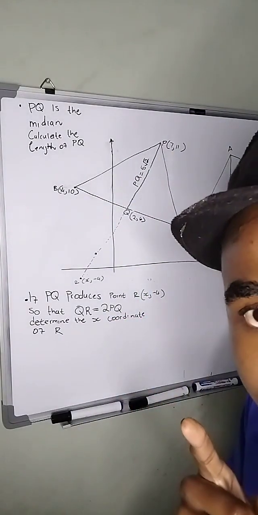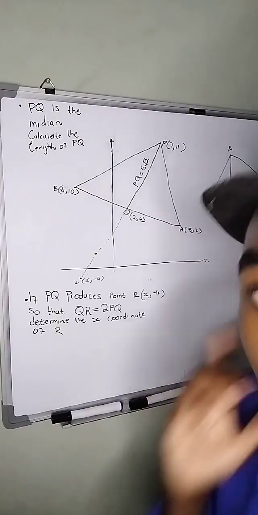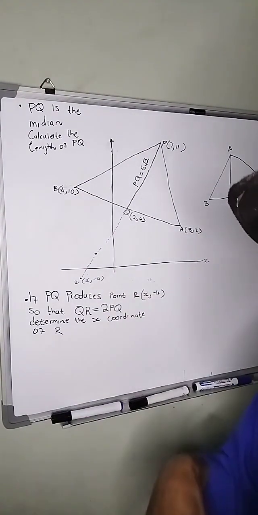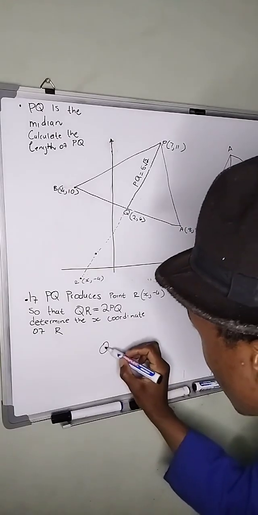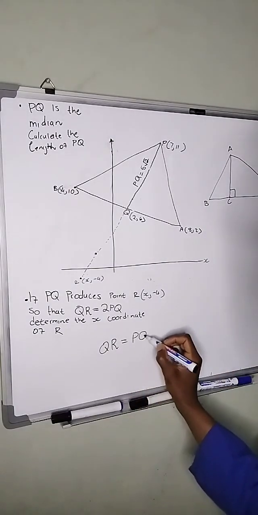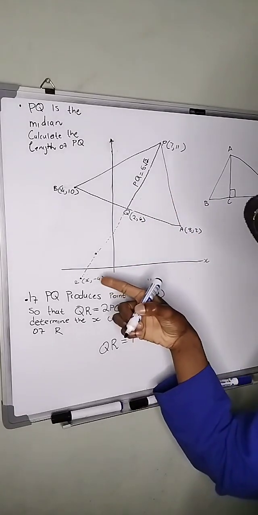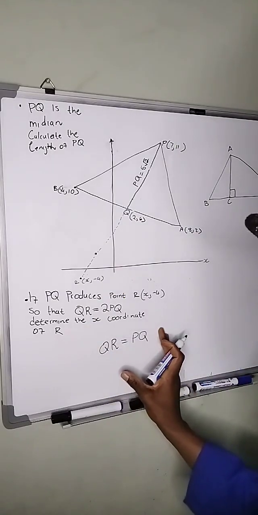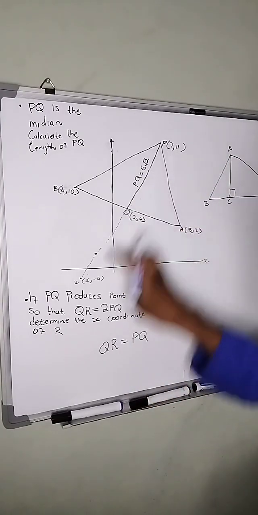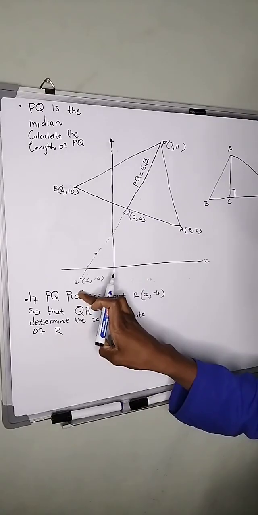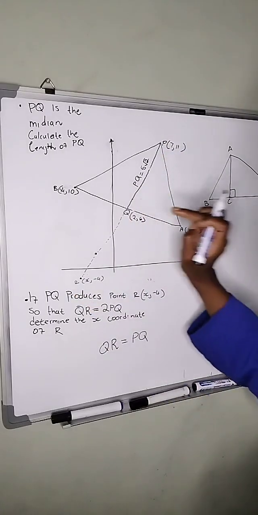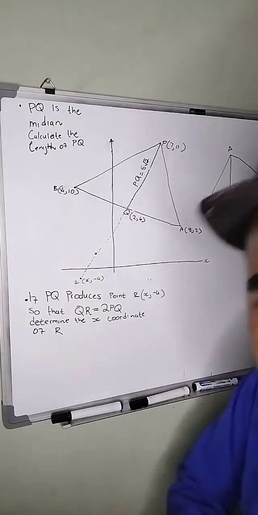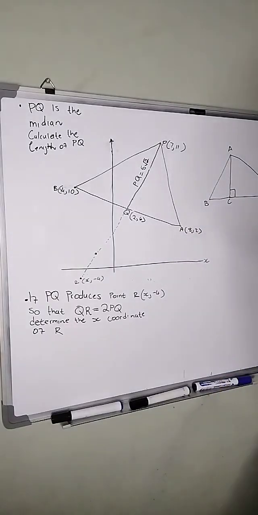We can't use the midpoint formula here. I'm warning you. If they said QR is equal to PQ, that's when you would use the midpoint formula. But PQ is not equal to QR. So now what am I going to do? We are going to use the distance formula.